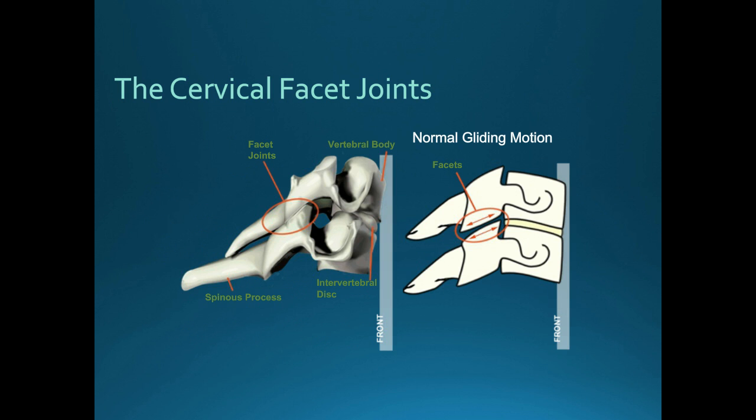This is a schematic, a picture of what the cervical facet looks like, and you can see on the right side of this screen that there is normally a gliding motion. This gliding motion at the facet joint does a couple of things. Number one, it allows movement, but number two, it allows a gradual change in the size of the neuroforamen or nerve hole. You can see that on the left side of the screen.